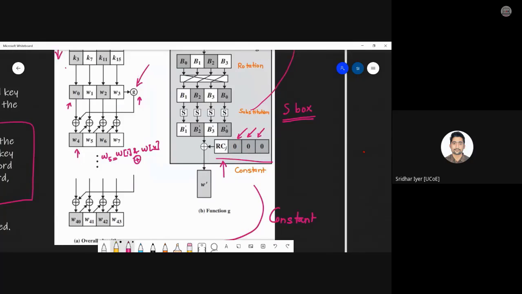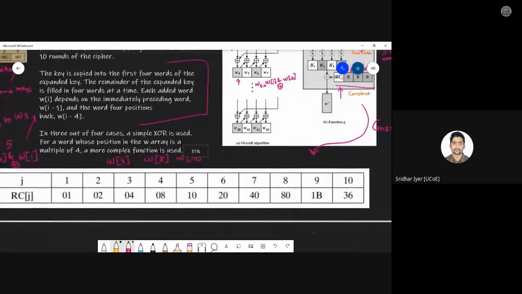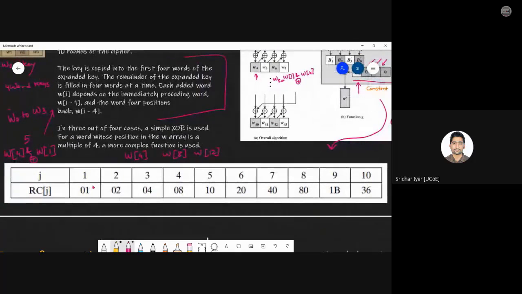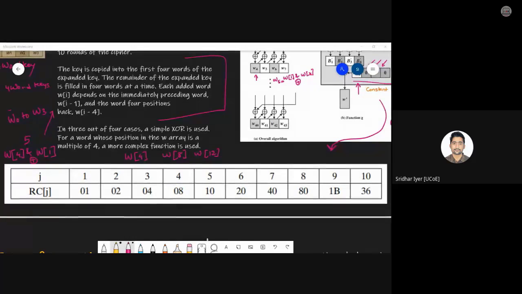Am I clear? Let me show you this RCj once again. This is your RCj constant. Depending upon the round number, you will get 10 different RCj constants. Now you might be having a doubt that sir, there are 11 rounds, but we are taking only 10. It is very clear that the first key is already present with us, right? The first 4 words are already with us, so we don't need that RCj for the first round, round 0. Yes or no?